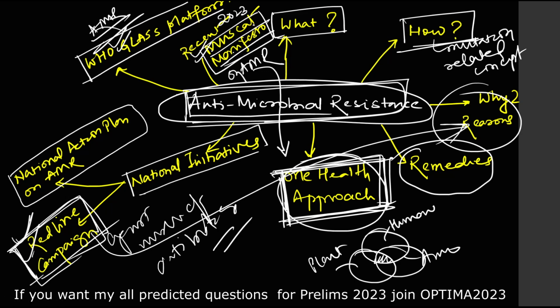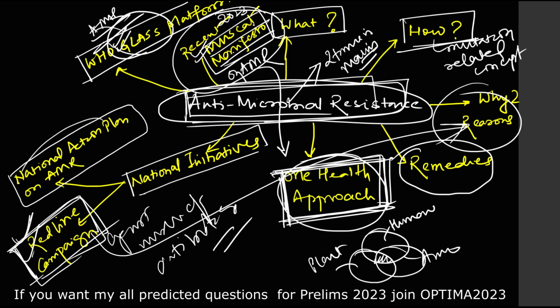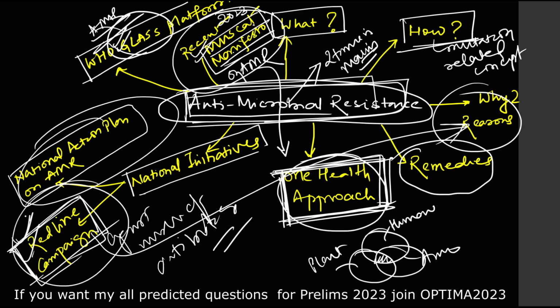As far as antimicrobial resistance is concerned, it has already been asked in UPSC twice in the mains examination, but I think in the prelims they have not asked any specific question. So there is a high chance you can expect one question on antimicrobial resistance. I personally feel if a question comes, it will be focusing on this GLASS initiative or the Muscat Manifesto or the National Action Plan on AMR or the Red Line campaign, or on the One Health approach. Generally, the question will be focusing on these things.